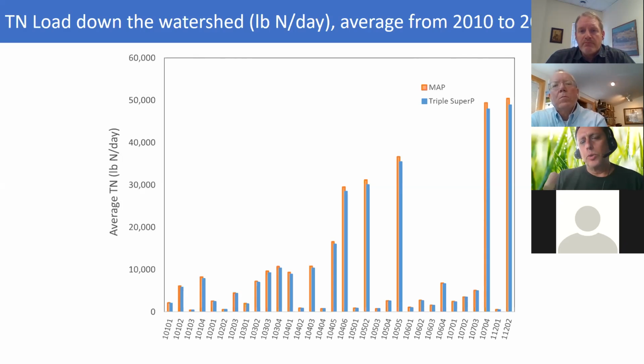I'm showing 2 simulations here, one using MAP and the other using triple superphosphate. We see there's a small but noticeable difference between those two in terms of the total nitrogen load. There's less nitrogen being transported in the triple superphosphate than in MAP. Again, these are the average daily loads down the watershed from 2010 to 2018.